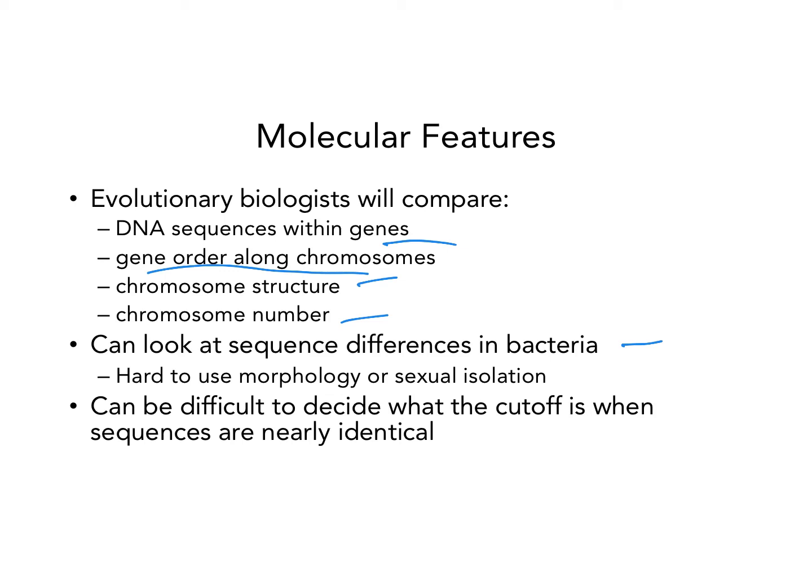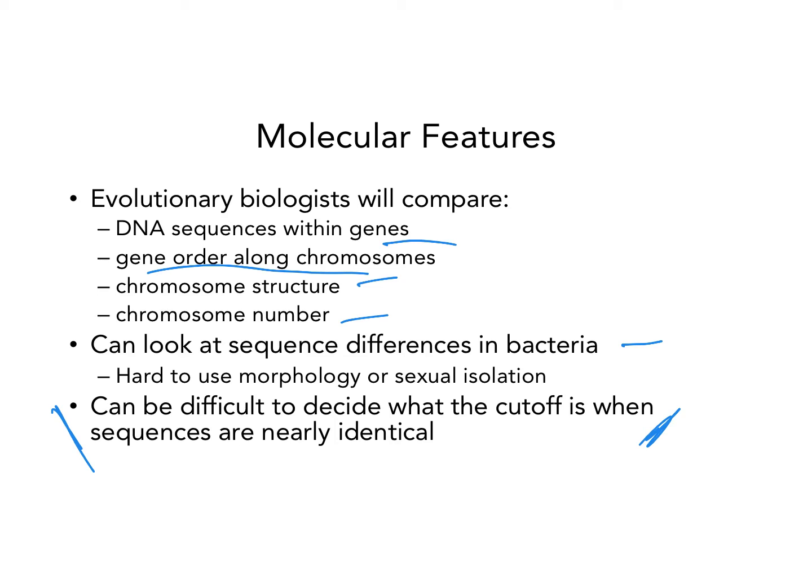Now, however, one of the problems that arises, as with any kind of trait or character, is that it can be difficult to decide what a cutoff is. So, for example, if they are 10% different in the DNA sequence of cytochrome oxidase, does that make them a different species? Or does it have to be 30% different? Does it have to be as little as 1% different? Right? So there you have to make a decision about that.